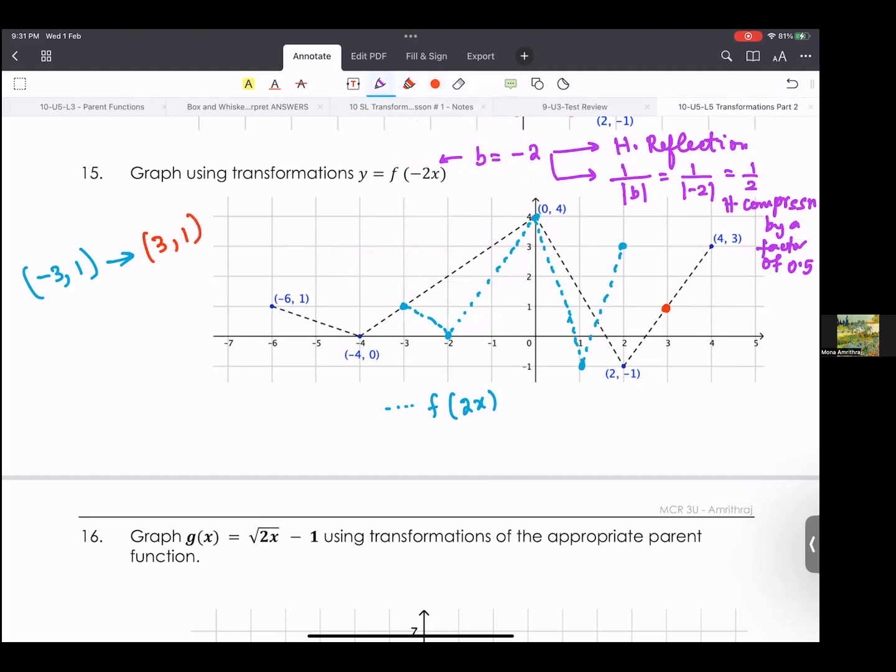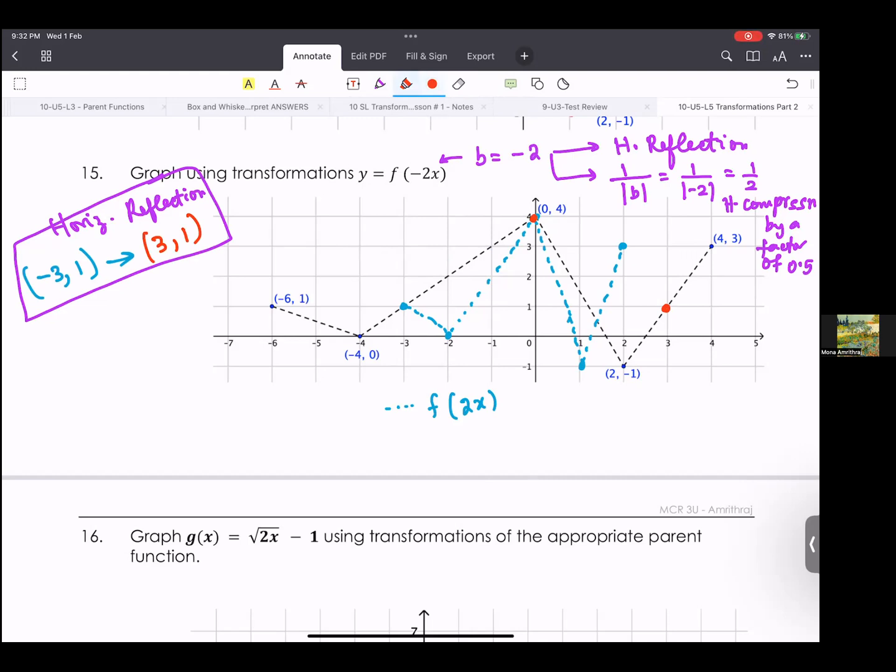So this is a horizontal reflection. Only the x values flip sign. And then -2, 0 becomes 2, 0, right? 0, 4 stays where it is. 2, -1 becomes -2, -1. And then 2, 3 becomes -2. Sorry, I think I made a mistake. Bear with me a second.